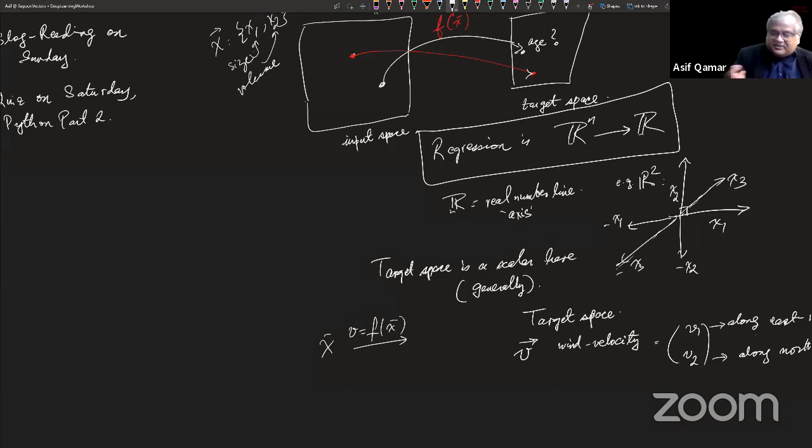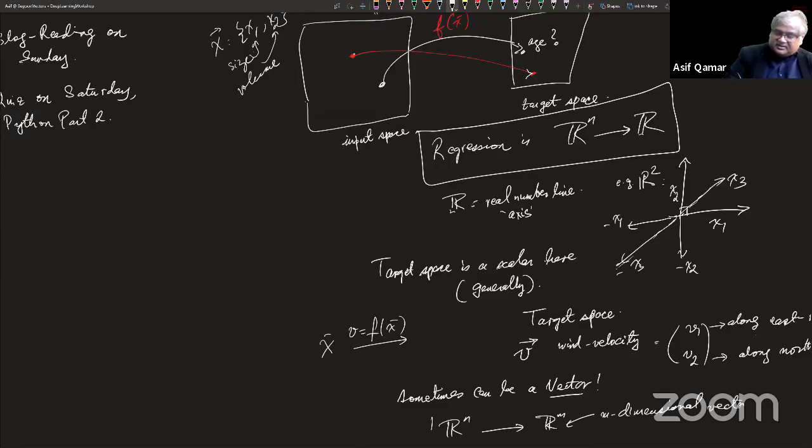Are we together, guys? So the target space sometimes can be a vector. So it can also be, from Rn, you are going to Rm, an m-dimensional vector. This is an illustration, but I won't use this example to keep it simple. Just think of regression as going from n-dimensional space to a number, because that's simple. That's how we develop our intuition. But we keep in the back of our mind that, yes, something like this also could occur.